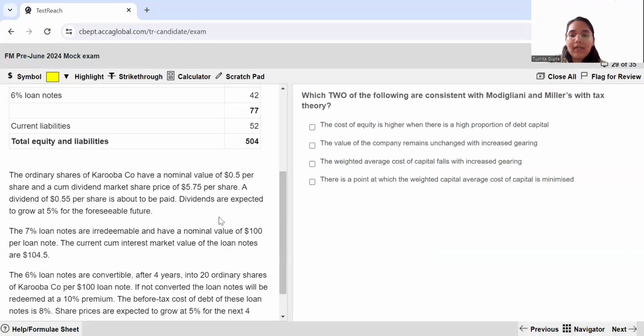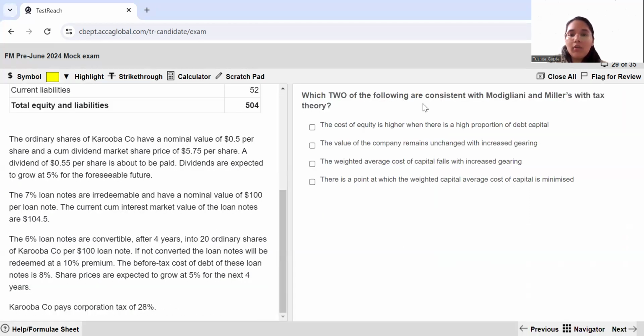this is question number 29. Which two of the following are consistent with M&M with tax theory? So the first statement says the cost of equity is higher when there is a high proportion of debt capital. This is absolutely correct, because when you increase the proportion of debt, the company gets more financially risky, hence the equity shareholders need to be compensated for the increased risk that they are taking. So the cost of equity also rises.